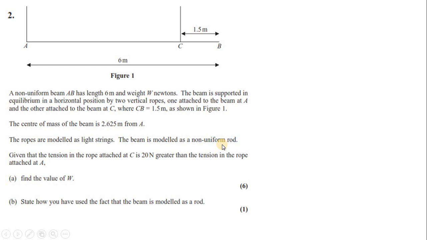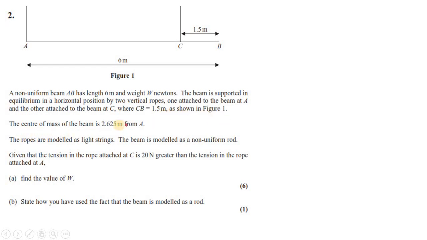Question number 2. A non-uniform beam AB has length 6 meter and weight W Newton. The beam is supported in equilibrium in a horizontal position by 2 vertical ropes, one attached to the beam at A and the other attached to the beam at C, where CB is 1.5 meter as shown in the figure.